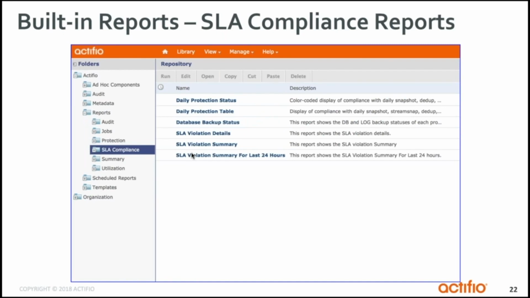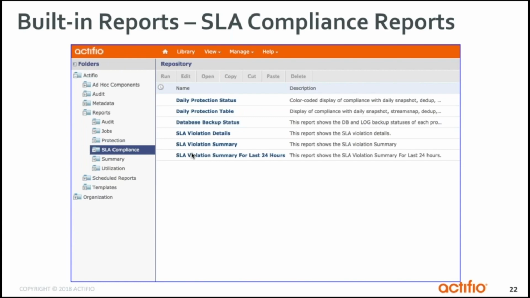SLA compliance. This is actually where people spend a lot of time, the reports that really come out great for what's going on with the system as well as planning ahead, that capacity planning that David actually covered in a webinar a couple weeks ago. So going quickly through these ones. Daily protection status. This is a color-coded display of compliance. So it actually tells us what we expected to do and what we actually did.